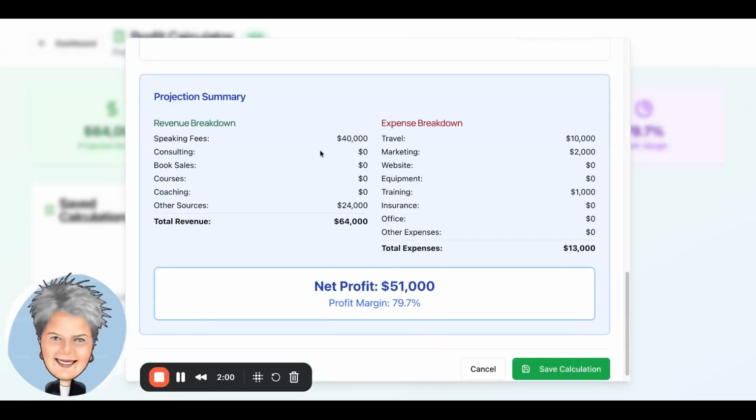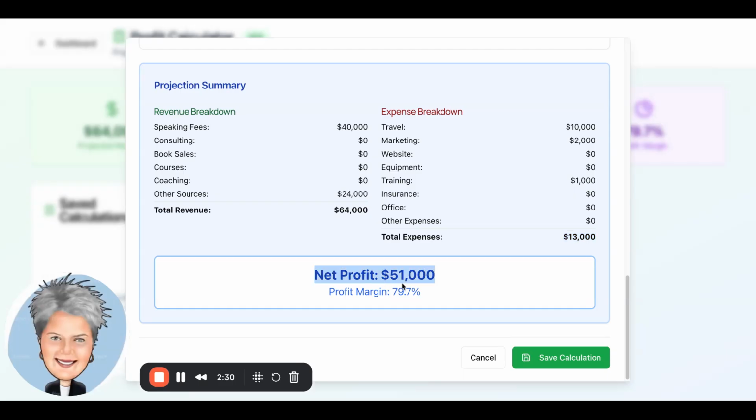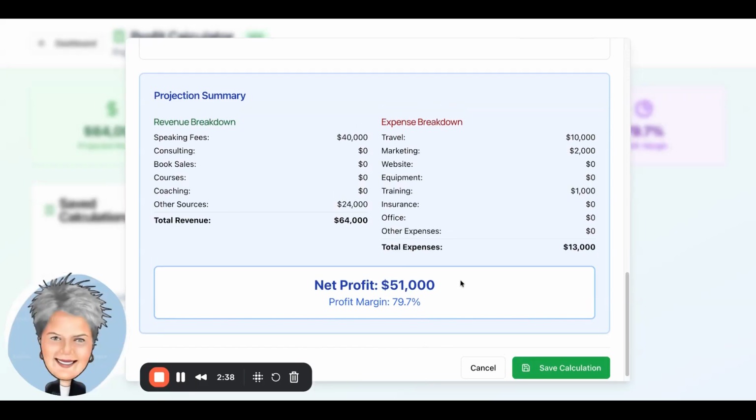So right here we have our projected summary. So right here we can see that based upon our inputs, we're making $64,000 for this year 2025. 40,000 comes from speaking fees and 24,000 comes from pickleball coaching. We have our travel expenses, marketing, training, and anything else we might put in here. For this example was $13,000. That gives us a net profit of $51,000 and a profit margin of 79.7%. Is that good? Is that bad?